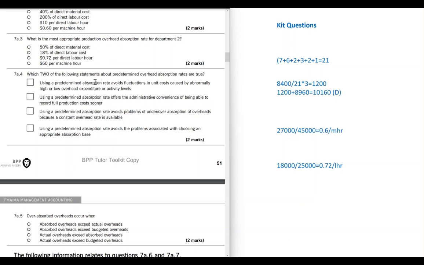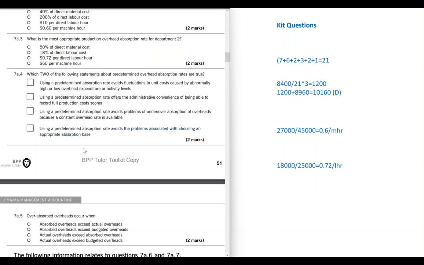Using predetermined overhead absorption rates avoids fluctuation in unit costs caused by abnormally high or low overhead expenditure or activity levels. Maybe using predetermined overhead absorption rate offers administrative convenience of being able to record full production costs sooner. Using predetermined absorption rate avoids problem of under or over absorption of overheads because a constant overhead rate is applied. Using predetermined absorption rate avoids the problem associated with choosing appropriate absorption base.